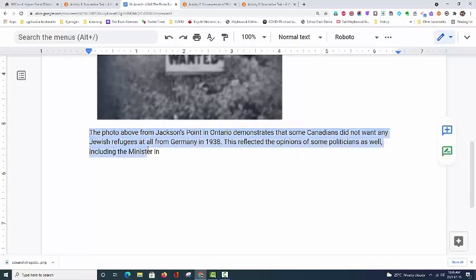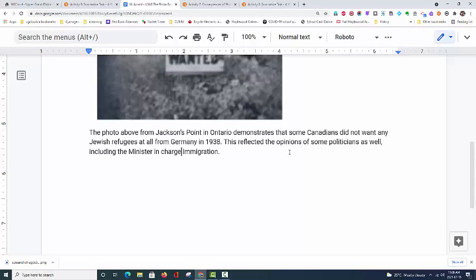My caption, which is 50 words or less. The photo above from Jackson's Point in Ontario demonstrates that some Canadians did not want any Jewish refugees at all from Germany in 1938. This reflected the opinions of some politicians as well, including the minister in charge of immigration. I would have to find another photo about that or a quote about that from the minister in charge of immigration.